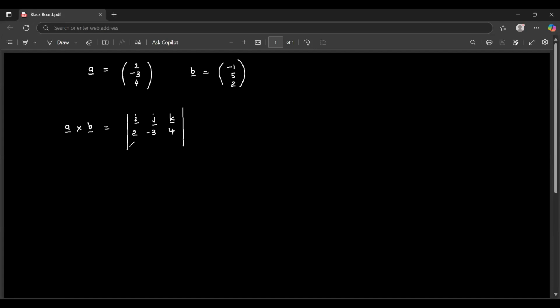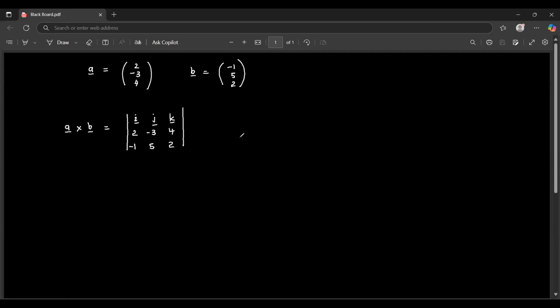Let me write down a practice question for you at first. Write this down in the determinant form with the unit vectors as the first row, i, j, and k. Then you have to write down the A components first, 2, -3, and 4. Similarly, here you have -1, 5, and 2.